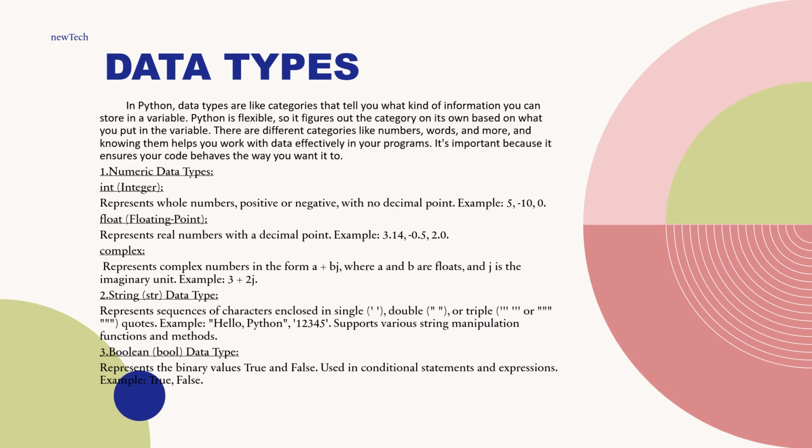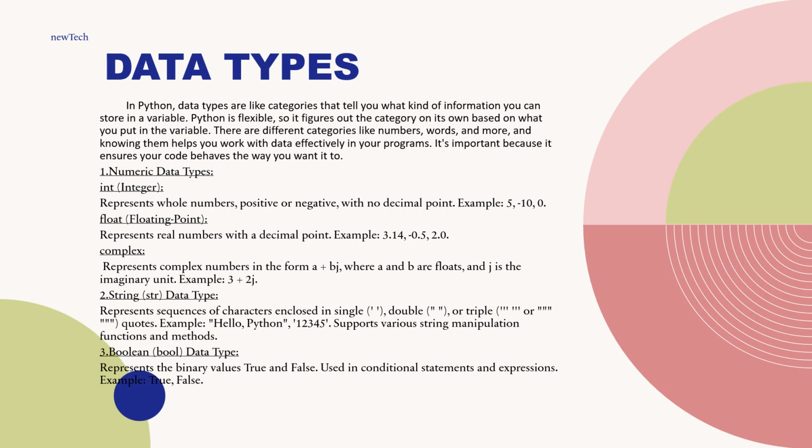1. Numeric data types. Integer represents whole numbers, positive or negative, with no decimal point. Example: 5, -10, 0. Floating point represents real numbers with a decimal point. Example: 3.14, -0.5, 2.0. Complex represents complex numbers in the form of a + bj, where a and b are floats, and j is the imaginary unit. Example: 3 + 2j.